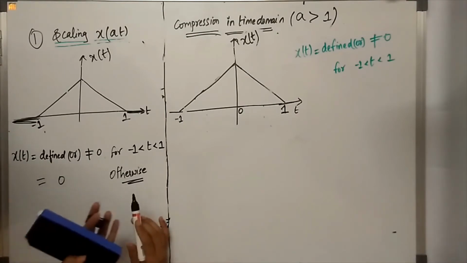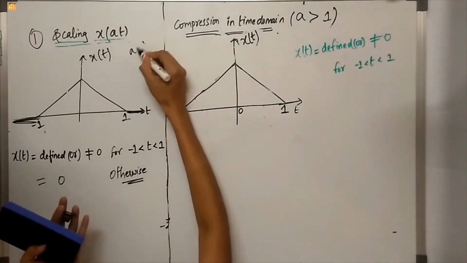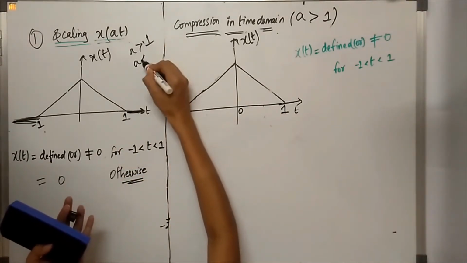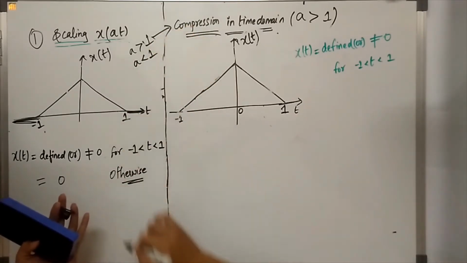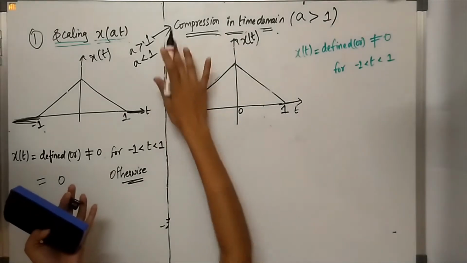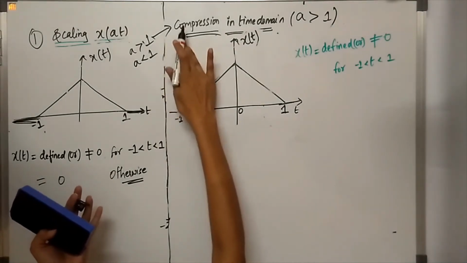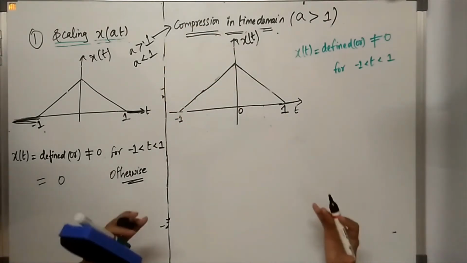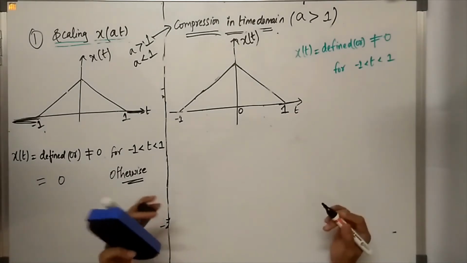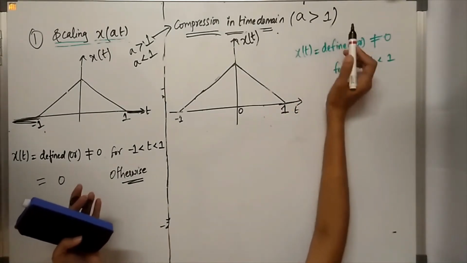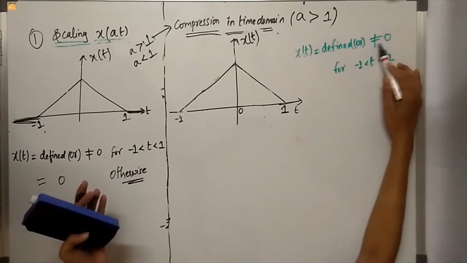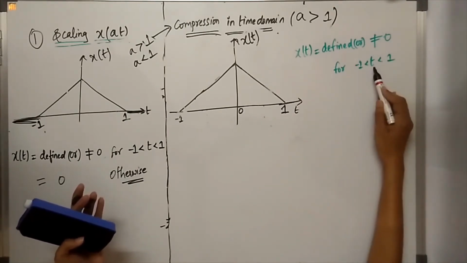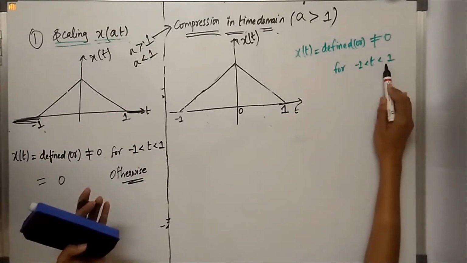Now we discussed a can be greater than 1, it can be less than 1. When a is greater than 1, we call this compression. Why are we saying it is a compression? We will see that with a pictorial representation. Okay, when a is greater than 1, x of t is defined, or not equal to 0, for t greater than minus 1 and less than 1.